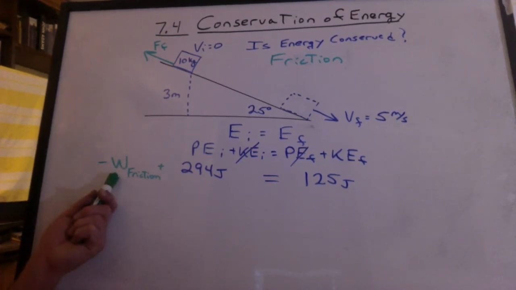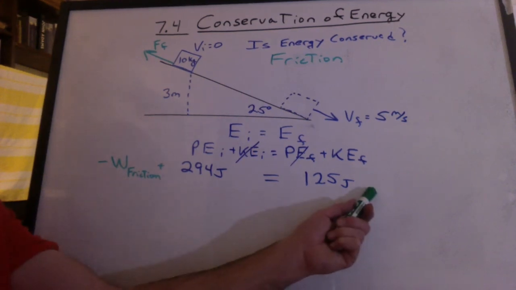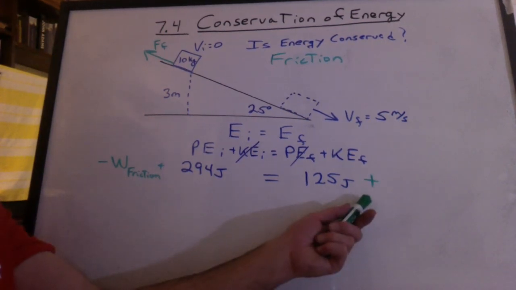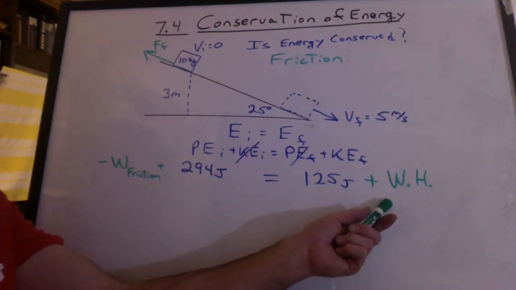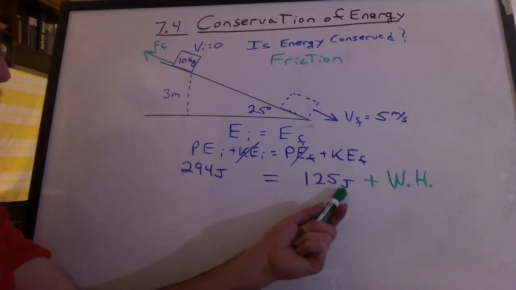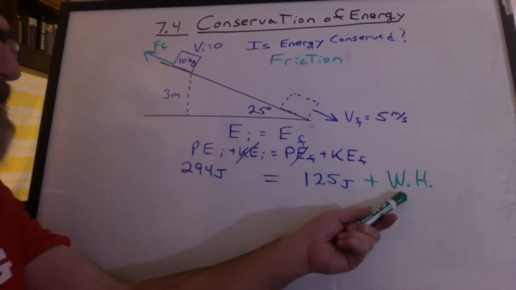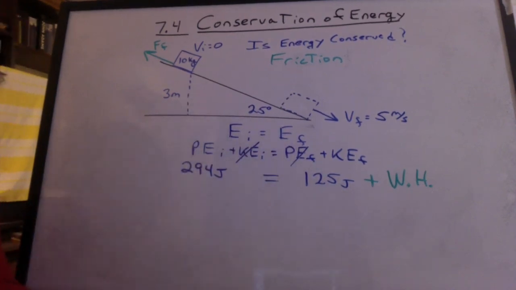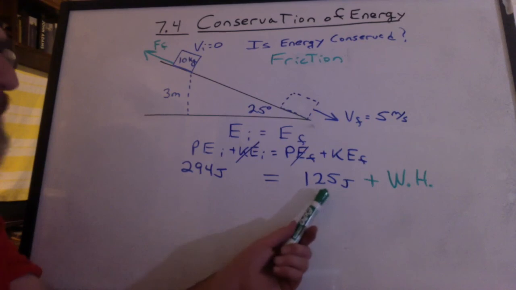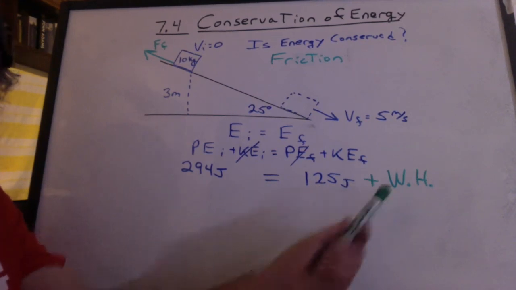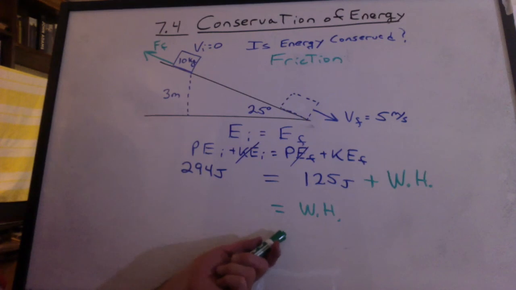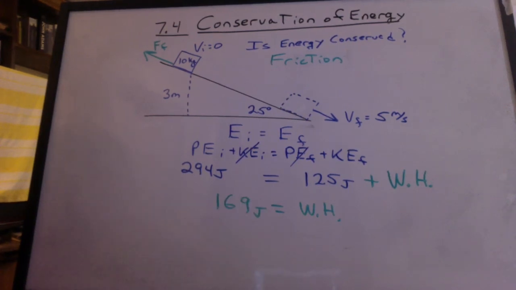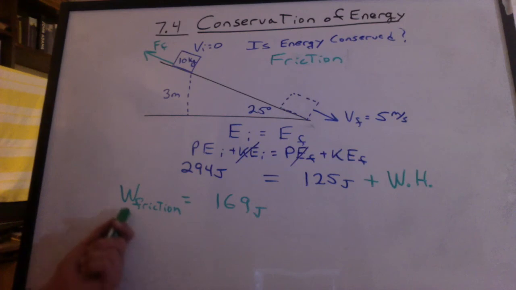When we bring that negative work done by friction to this side, it becomes a positive value, and we call it waste heat. We say the 125 joules stays in the system, but the waste heat leaves and goes out into the environment. It's waste heat because it's no longer contained inside here. Unlike the potential energy, this cannot do any work. So how much waste heat do we have? 169 joules. And if we're talking the work done by friction, we have to say it's negative 169 joules.